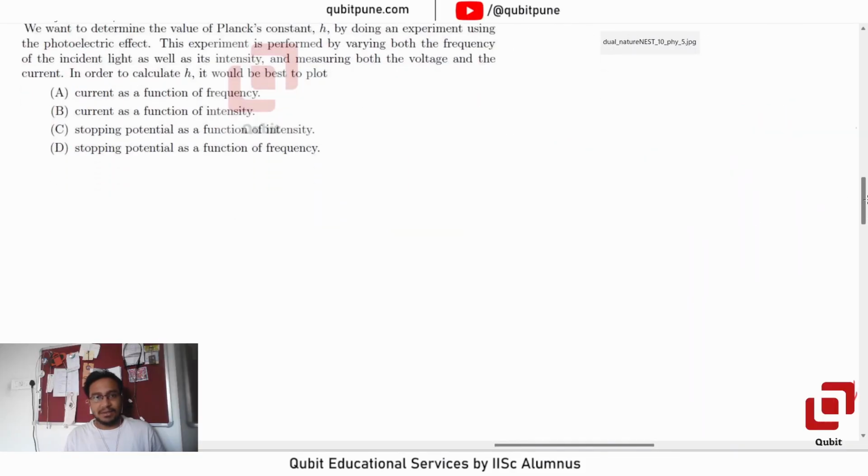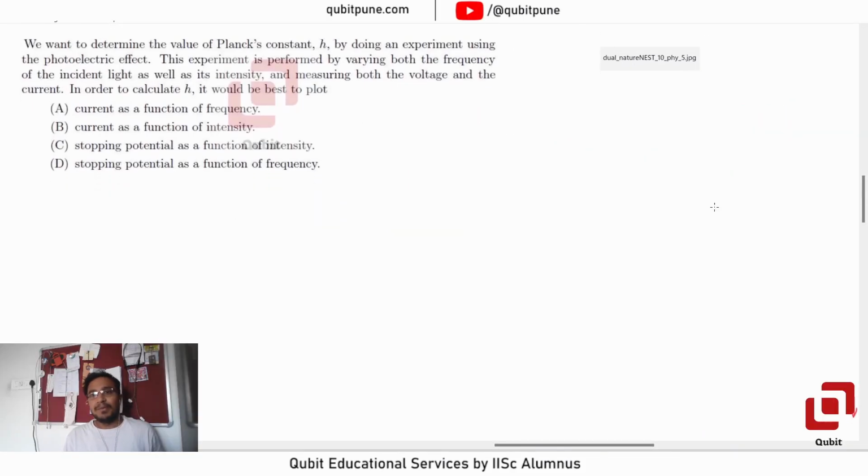Next MCQ, a theoretical MCQ from NEST 2010, question 5. NEST 2010, question 5. We want to determine the value of Planck's constant h by doing an experiment using the photoelectric effect.